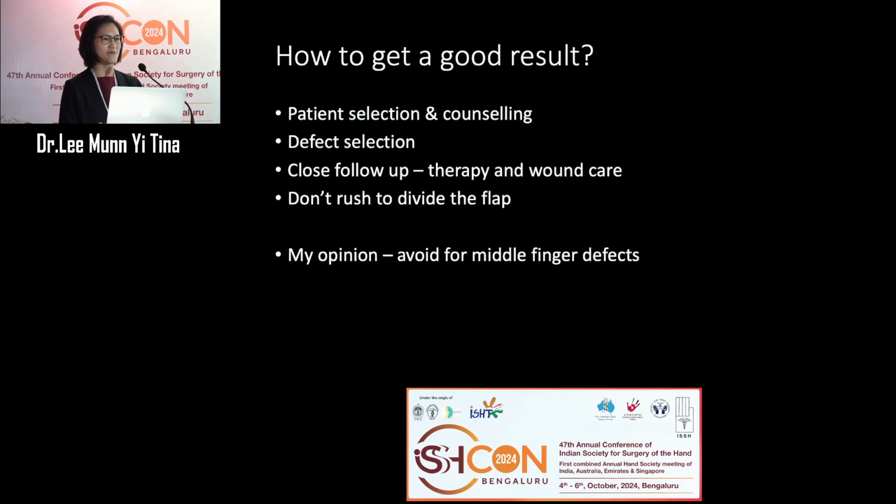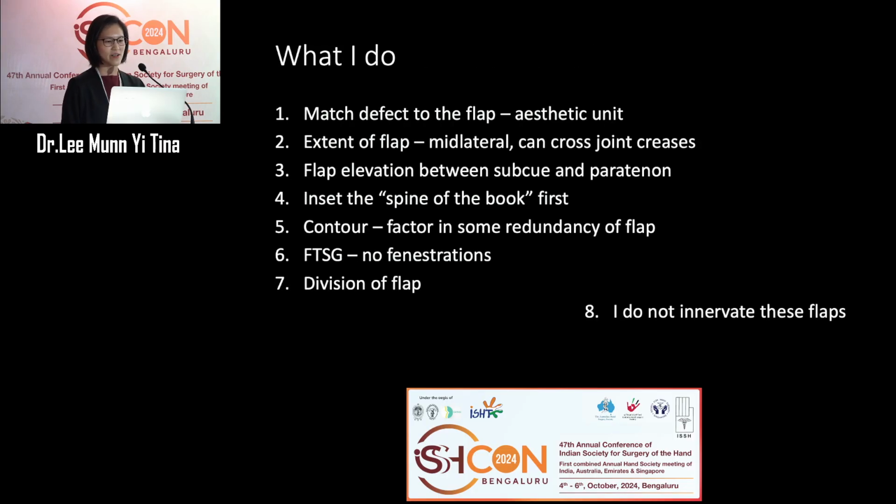So how can we get a good result for cross-finger flaps? Number one, patient selection and counseling is very important. It's important to go through with them what to expect and focus on frequent rehabilitation and therapy measures. It's also important to select the defect. As mentioned, close follow-up is important, and we should not rush to divide the flap. I know there are people who divide the flap at about 2 weeks, but personally I divide them all at 3 weeks. My personal opinion is to avoid the cross-finger flap for any middle finger defects because it requires you to flex the middle finger by a lot more, and it predisposes the patient to developing stiffness of the PIPJ.